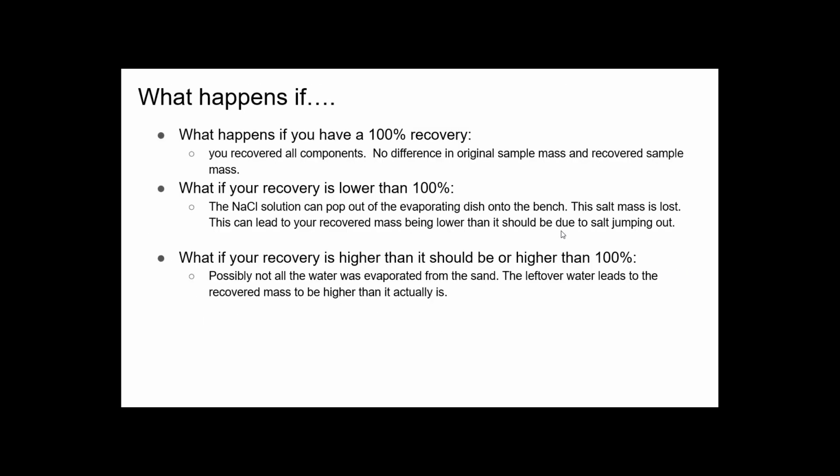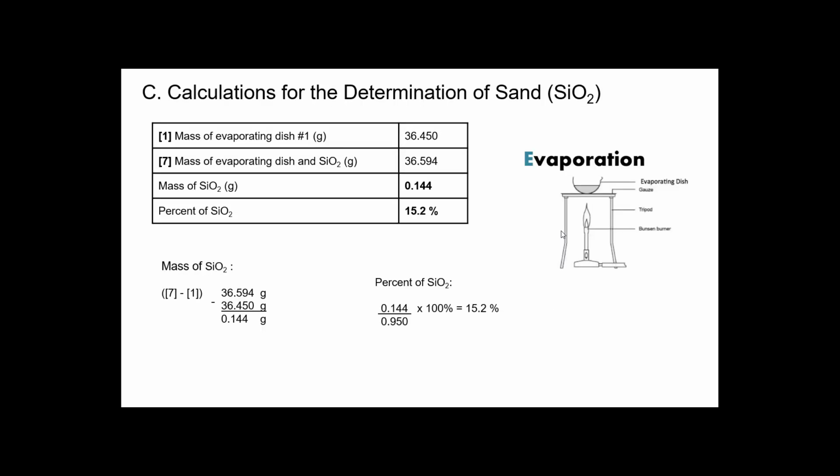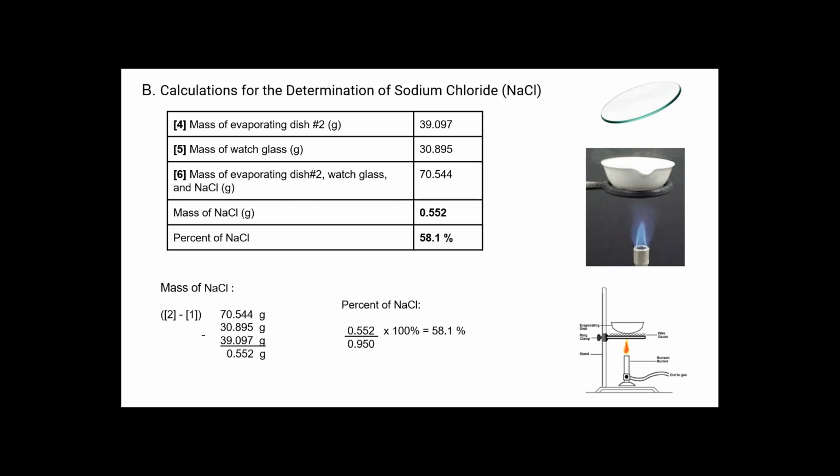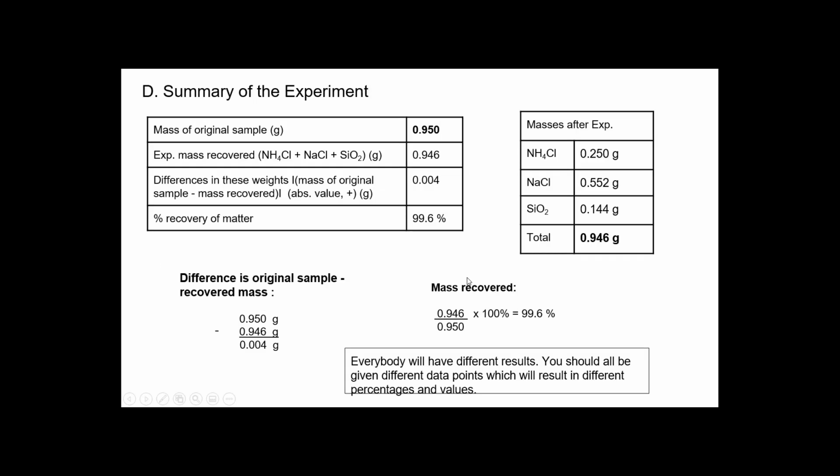Let's say you forgot to put your watch glass on. Then that means that most likely you're going to start losing a whole bunch of salt. It's going to start jumping out, and your mass that you recovered is no longer the actual amount. So for instance, if we go here, I recovered 0.552, but what if I had a lot of salt jump out? Then that means that after I checked everything, this is no longer going to be that. It's going to be a lot lower, which when I add these all together, means that my total mass is going to be lower.